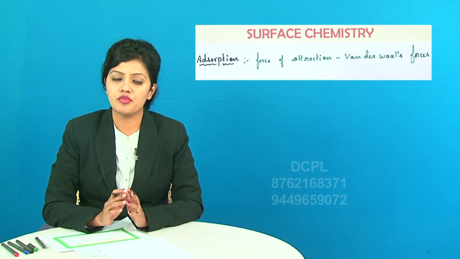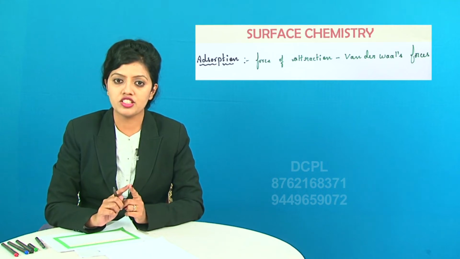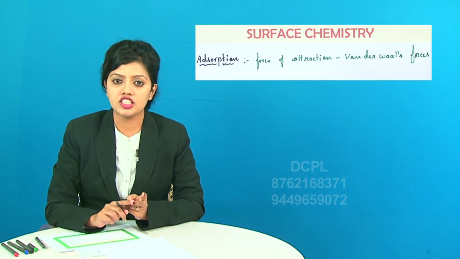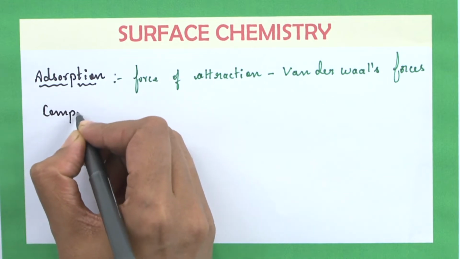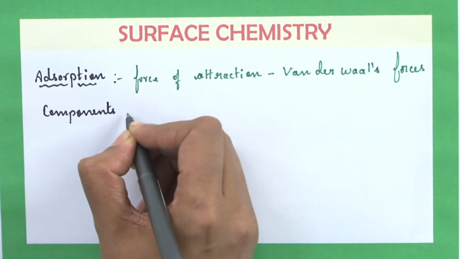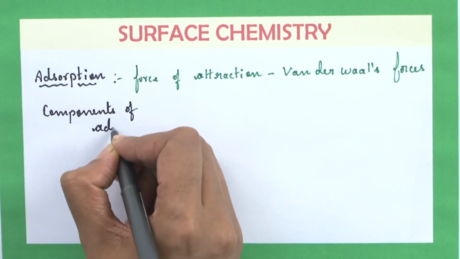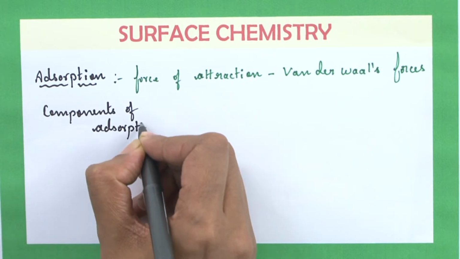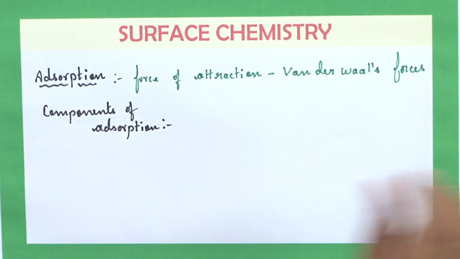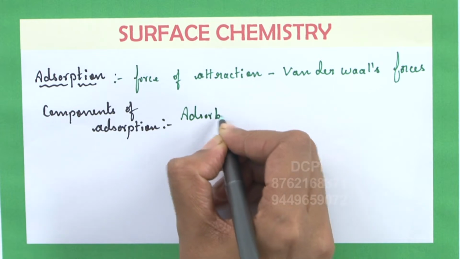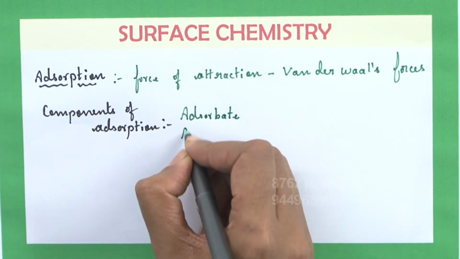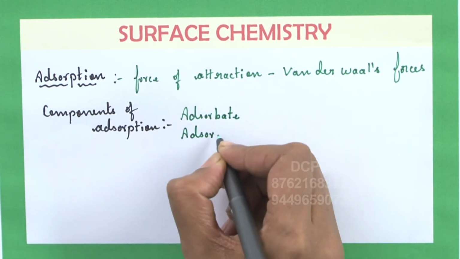Adsorption has two components. One is known as the adsorbate, another one is known as the adsorbent. So, the components of adsorption are adsorbate and adsorbent.